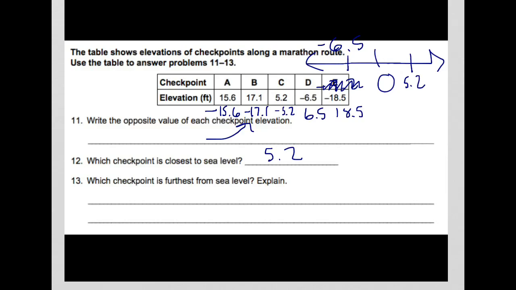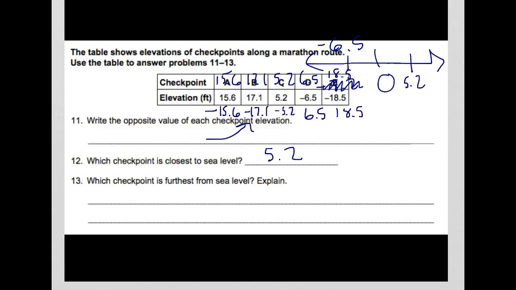And then which checkpoint is furthest from sea level? Basically, if I took all of these numbers, and I'm going to put them up here next to it, these are my absolute values. If I just look at my absolute values, it'll tell me the distance from 0, and the one that's the biggest will be the one that answers that question. So 15 and 6/10, 17 and 1/10, 5 and 2/10, 6 and 5/10, and 18 and 5/10.